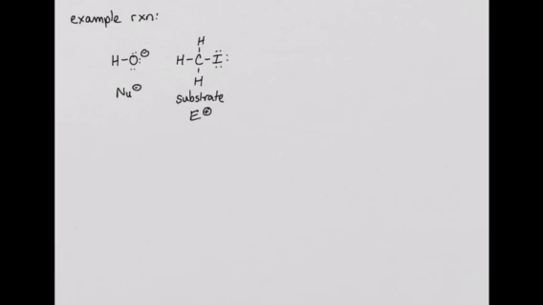Now let's look at an example SN2 reaction. We will use hydroxide ion as our nucleophile and iodomethane as our substrate and electrophile. The products of this reaction will be methanol and the iodide leaving group.